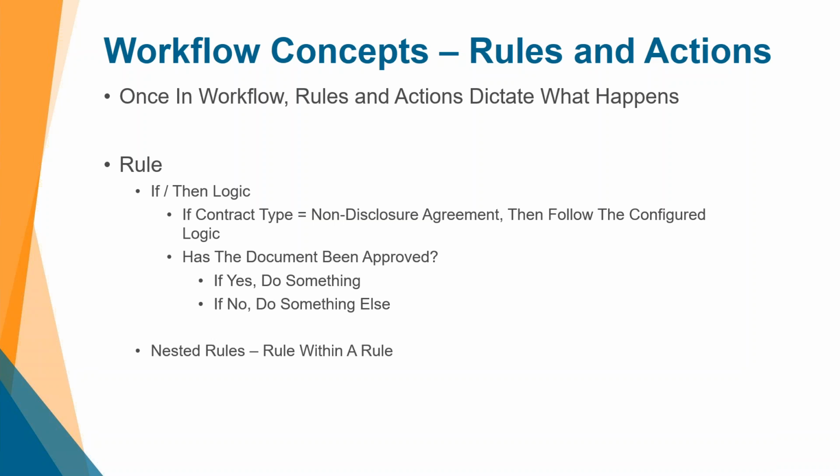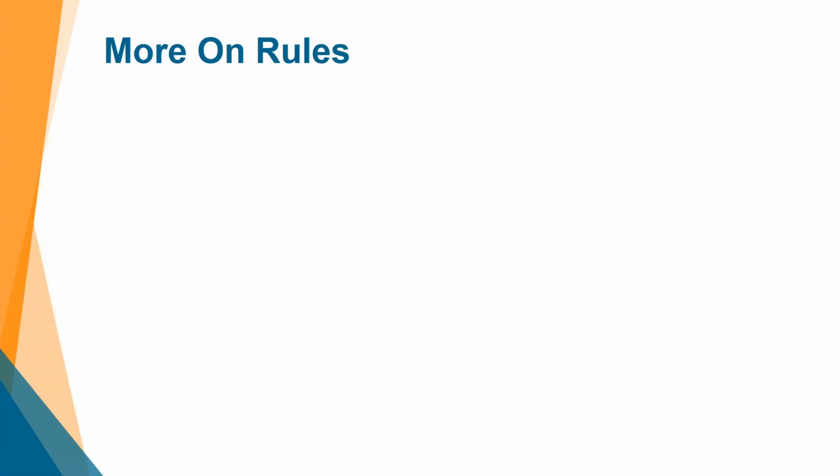Keep in mind, you can have rules within rules. So we call them nested rules. So there could be really, really complex logic where if this evaluates yes, if this evaluates yes underneath that, if so, then I do this. So you can get really, really complex in what actually happens with those rules.